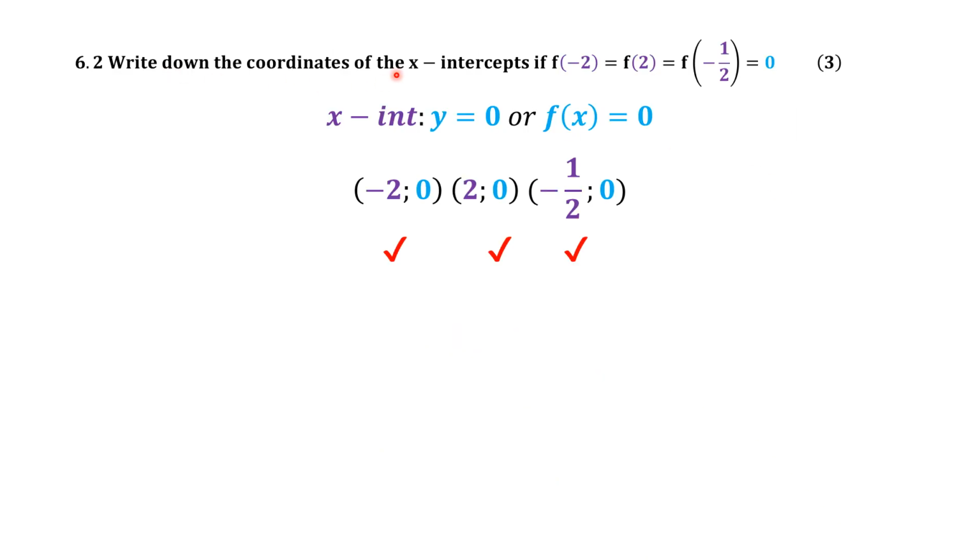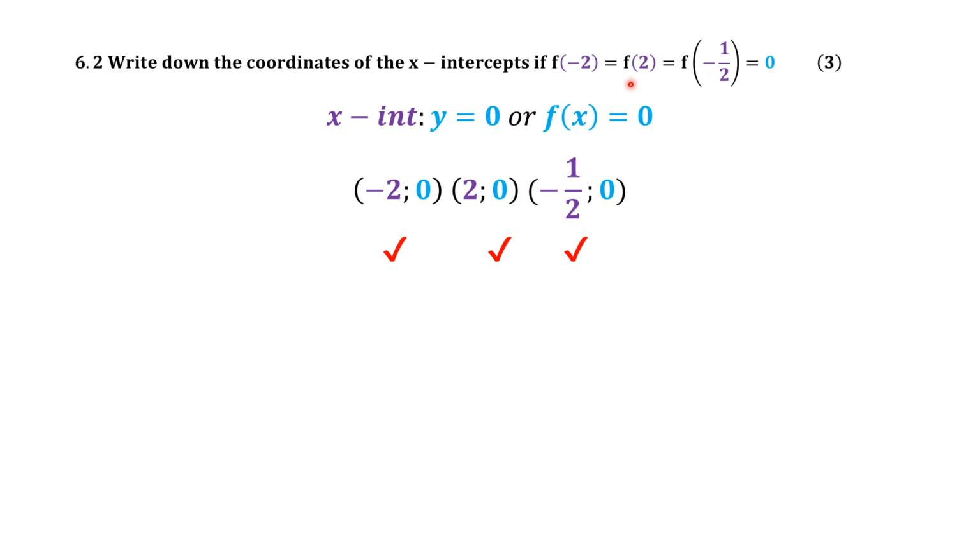Write down the coordinates of the x-intercepts if f of negative 2 equals f of 2 equals f of negative half equals 0. So I'm technically saying f of x equals 0, so y is 0. Therefore my coordinates are: my x value there is minus 2 and 0, positive 2 and 0, and minus half and 0.